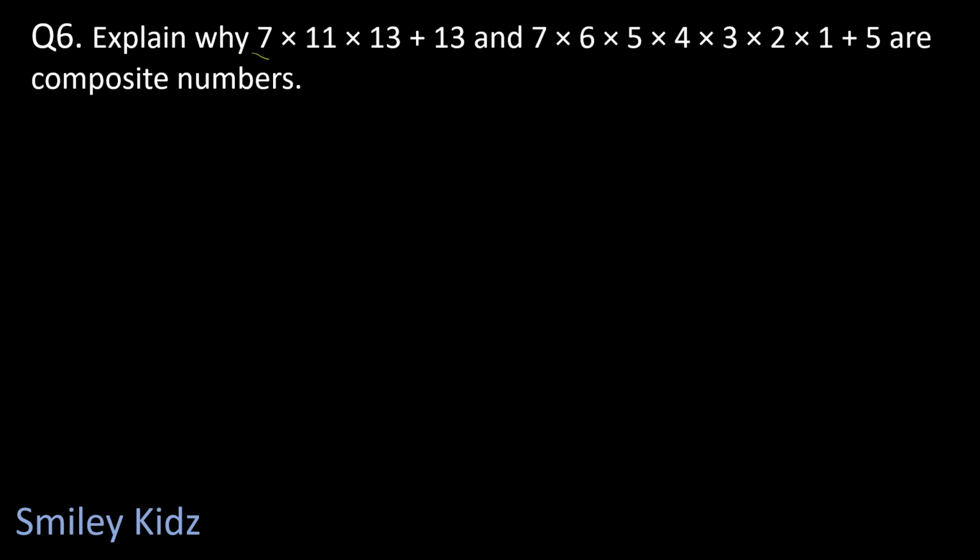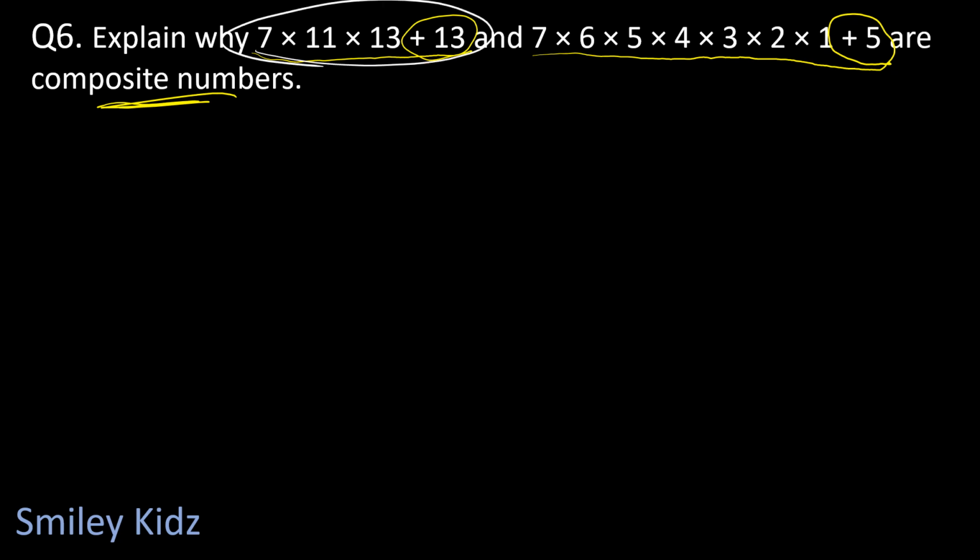Explain why 7 times 11 times 13 plus 13 and 7 times 6 times 5 times 4 times 3 times 2 times 1 plus 5 are composite numbers. Now before we proceed with the question, what are composite numbers? Any number which can be expressed in the form of its primes or in the product of its primes is termed to be as a composite number.